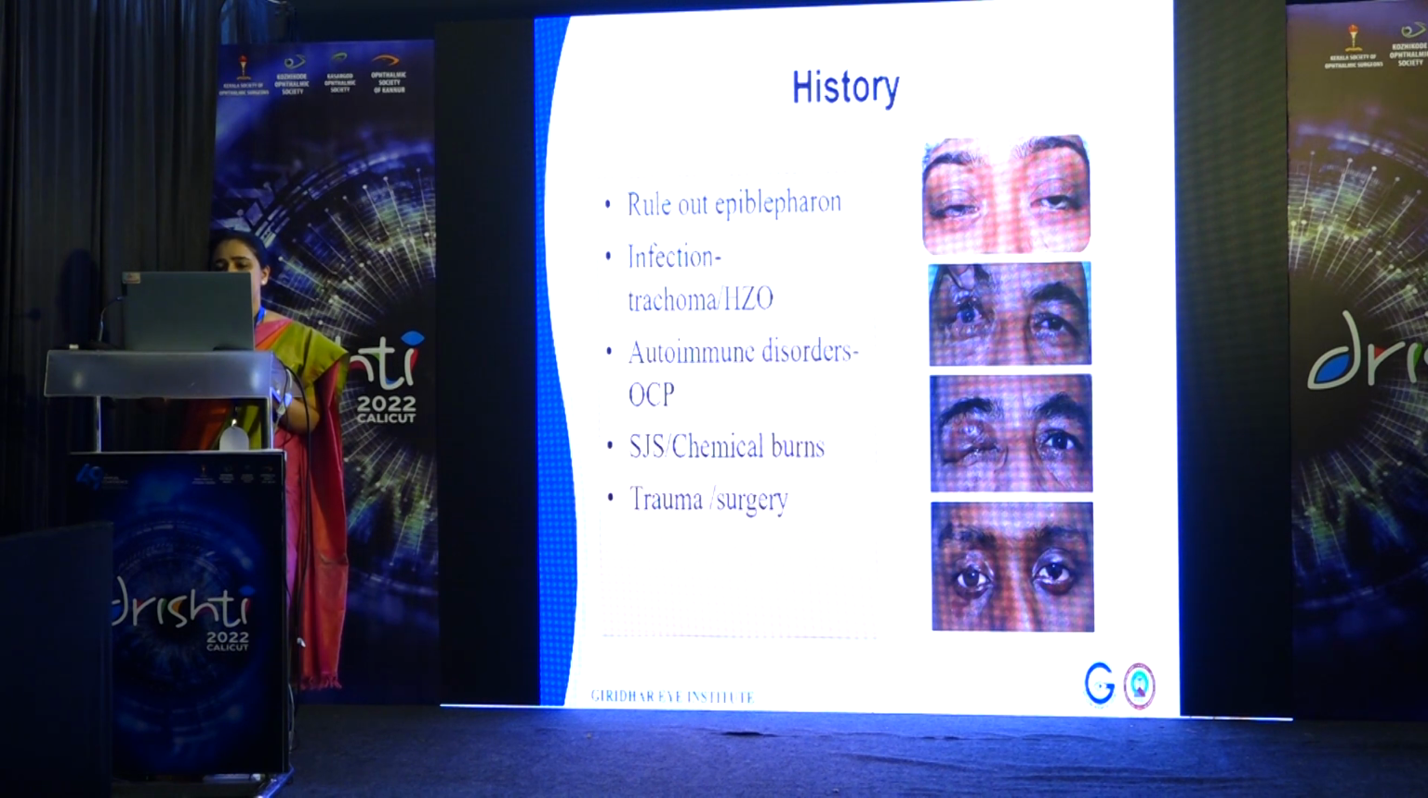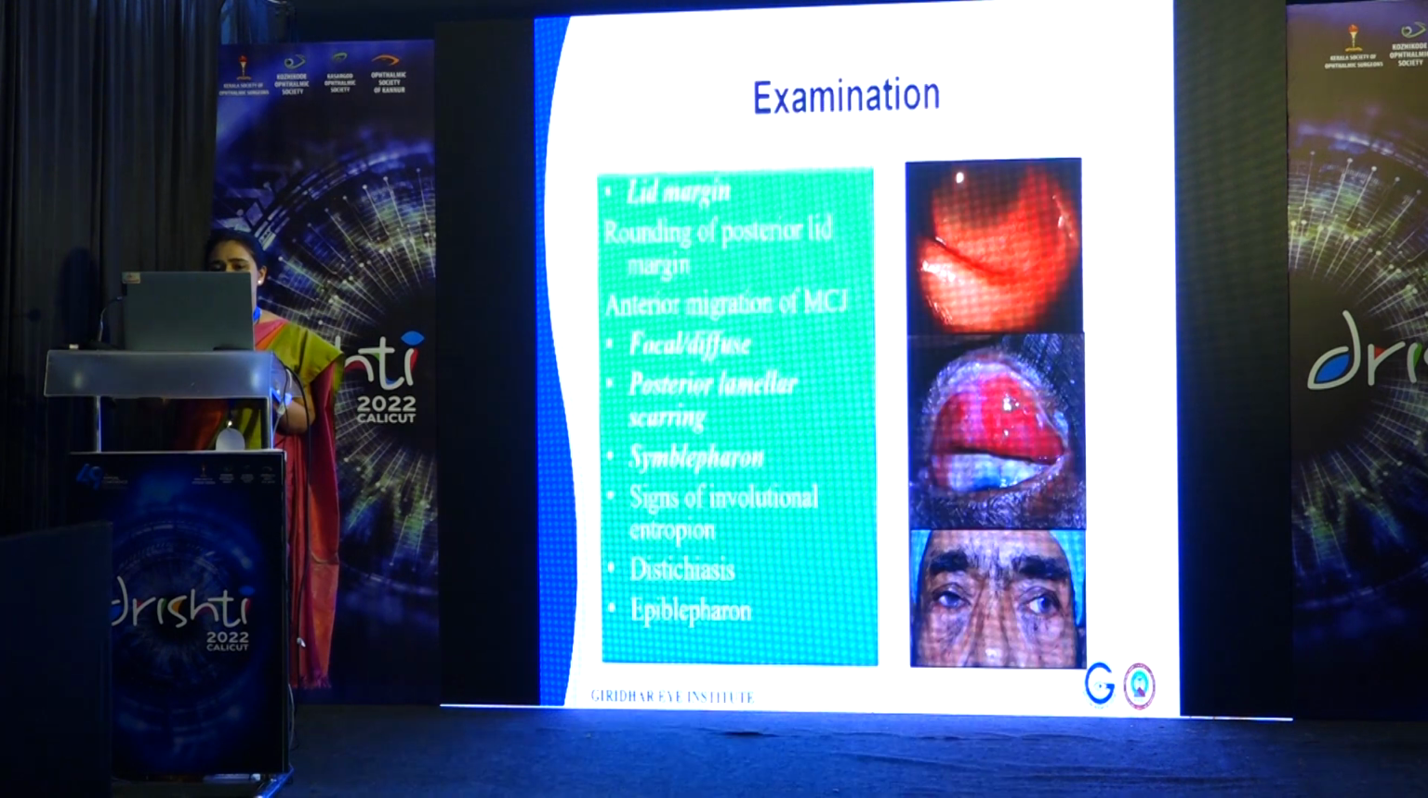Then rule out history of infections and autoimmune disorders like OCP, which is very common and is missed nowadays, especially in cases of chronic conjunctivitis. Then Stevens-Johnson syndrome, chemical burns, trauma, surgery. All this history has to be asked for when you see a patient with trichiasis.